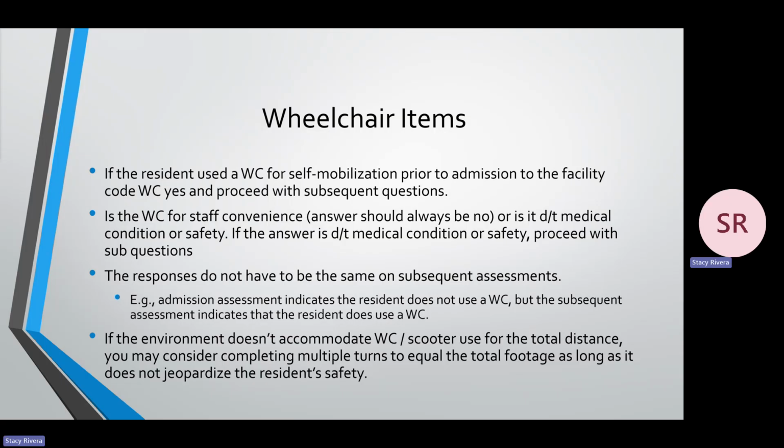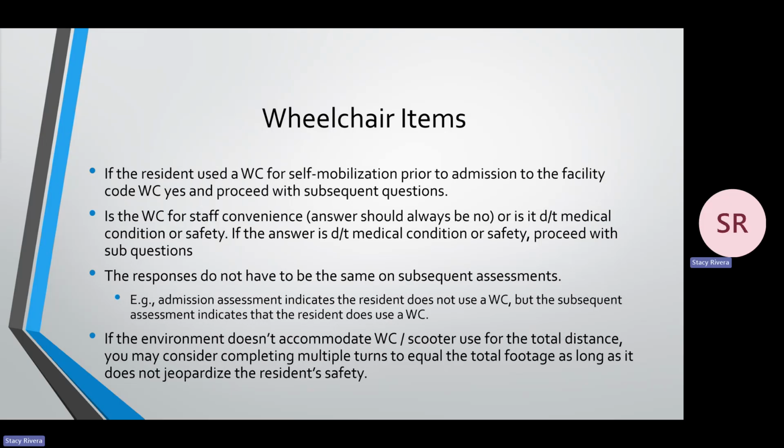Is the wheelchair for staff convenience or is it a transport wheelchair? Then the answer should be no. Or is it due to medical condition or safety? If the answer is due to medical condition or safety, proceed with the subsequent questions. The responses do not have to be the same on subsequent assessments.